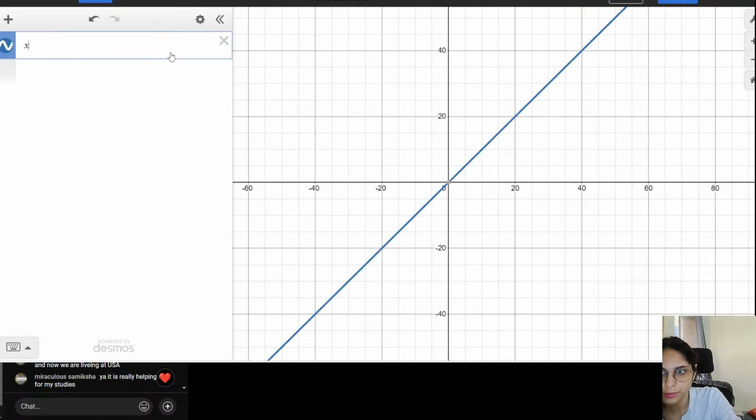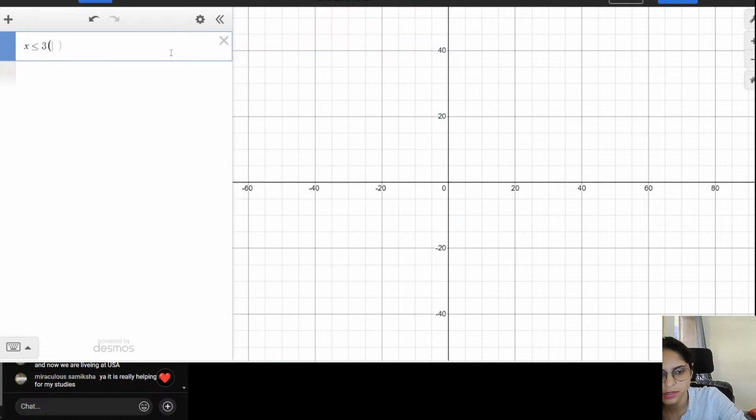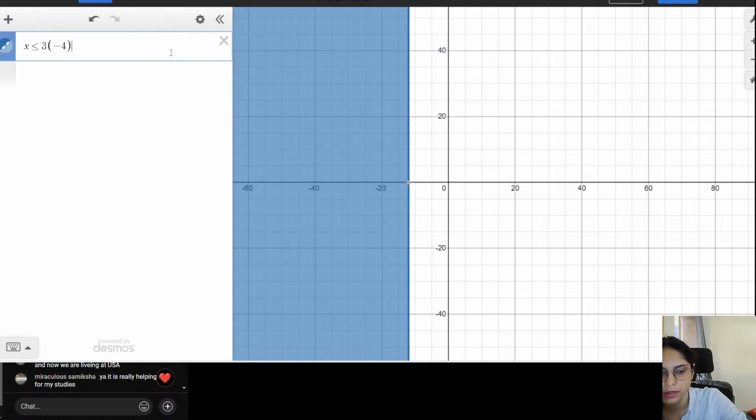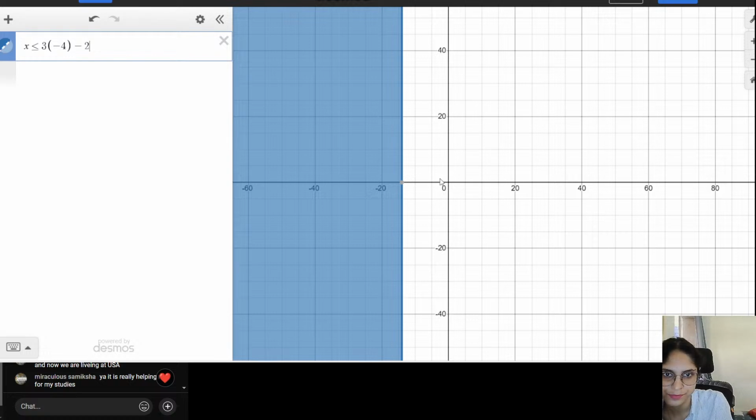Because you can also put it like this: 3 times negative 4 minus 2. This is the maximum value. All the values are below that.